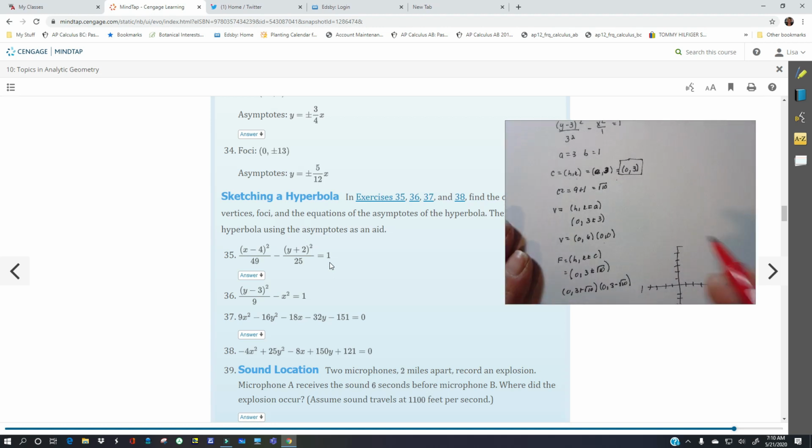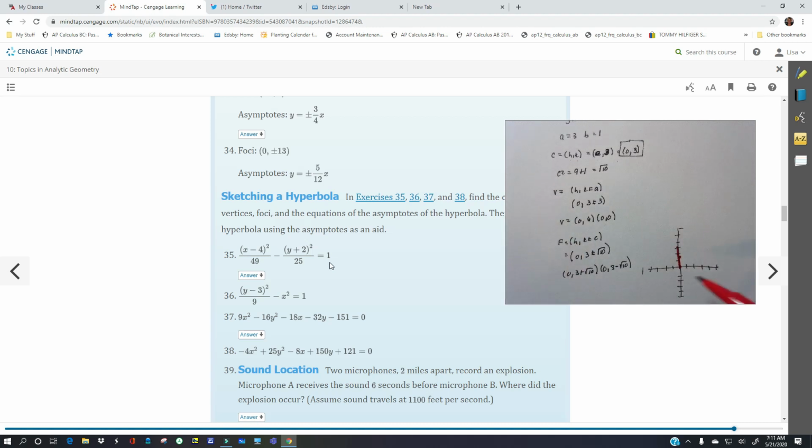Anyway, my center was at (0, 3). So there it is. I have a vertex at (0, 6), so 2, 4, 6. And another vertex at (0, 0). So this is a very tiny major axis, right? Because of the way I scaled my coordinate plane.